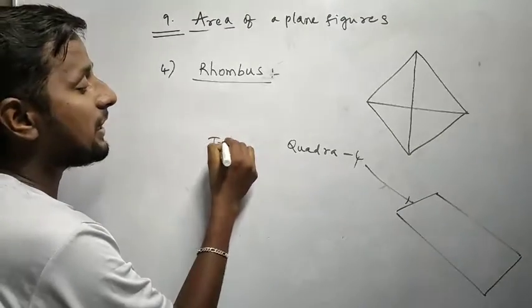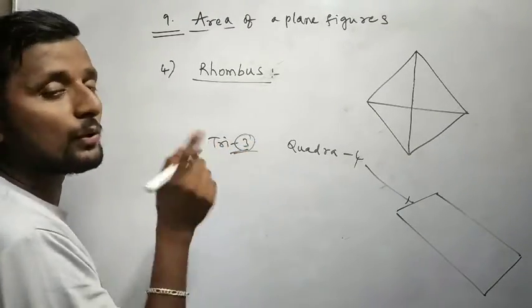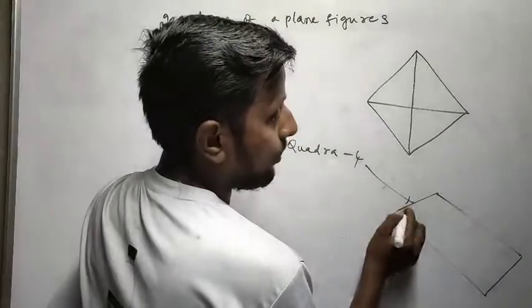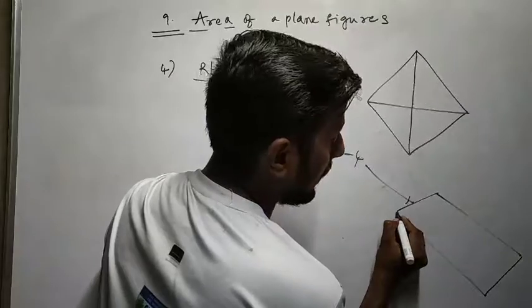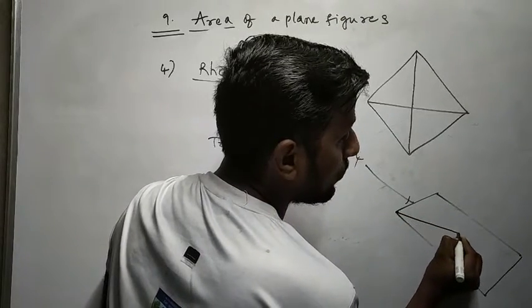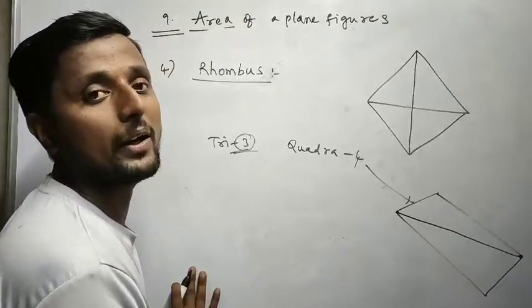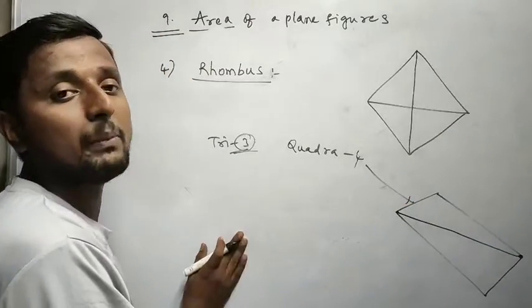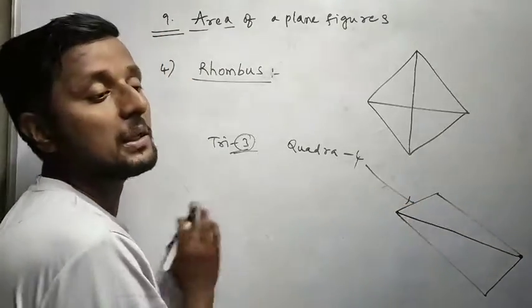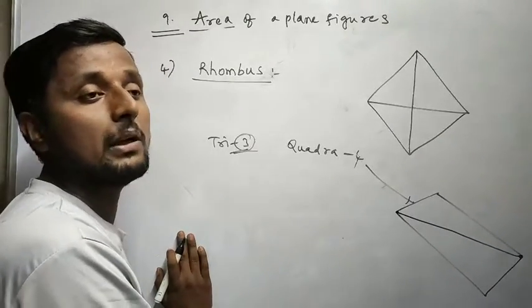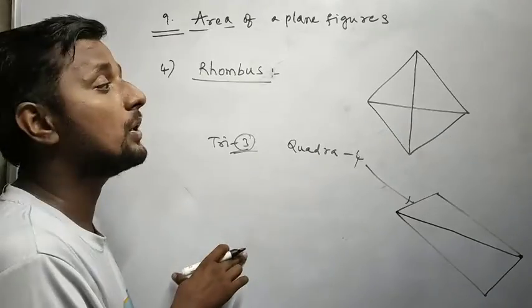And tri means 3. That's why we call it a triangle. Now look here. I made a quadrilateral, and if I join opposite vertices, look, now I join the opposite points. Whatever line segment I made, I can call it a diagonal. A diagonal is a line segment which joins opposite vertices.